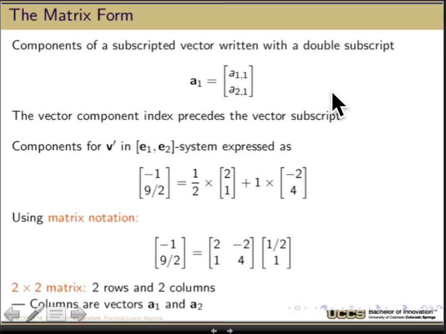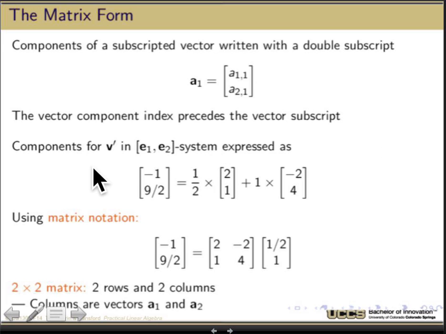So we call this representation the matrix form, and we're going to think of everything as having a double set of subscripts. So I can think of the vector A1 as actually having two components, written as A1,1 and A2,1. Just like we originally wrote the vector V as V1, V2, here I'm going to write something that already has one subscript, A1, as A with a first subscript for its row and a second subscript because it came from A1. So this gives us a way of looking at it.